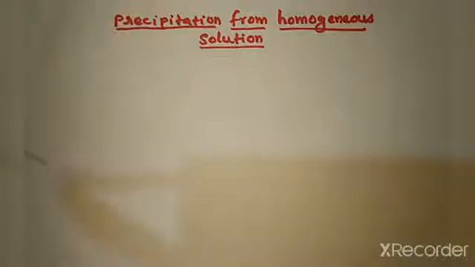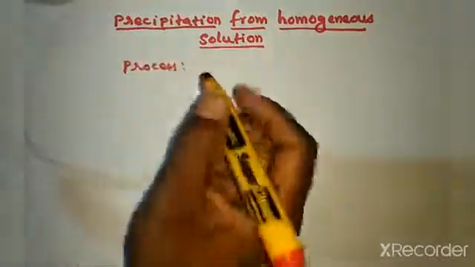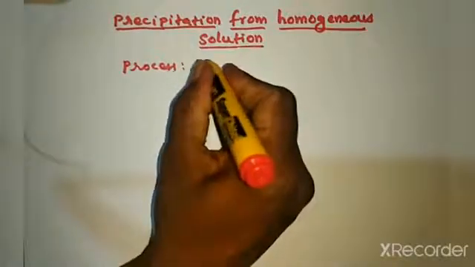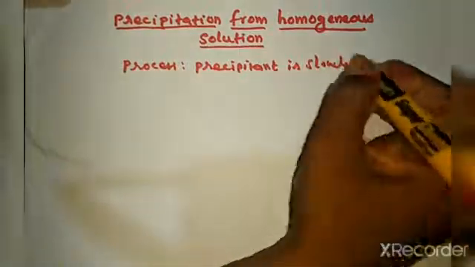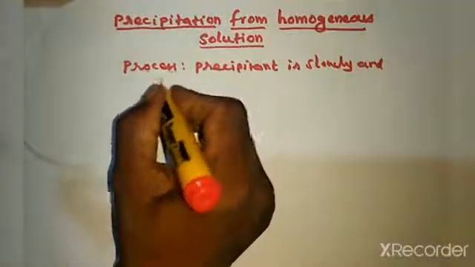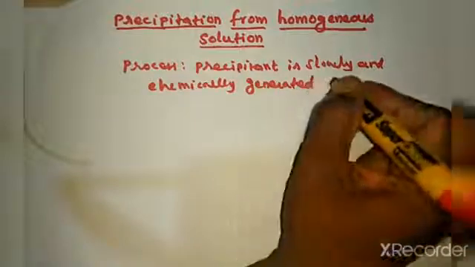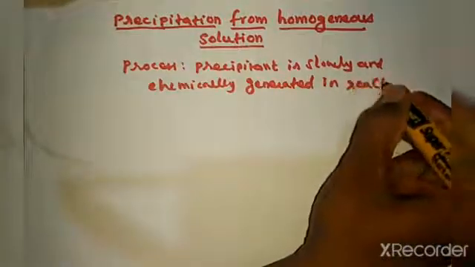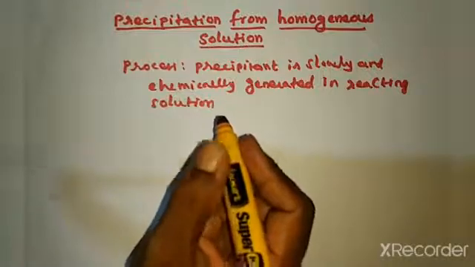What is precipitation from homogeneous solution? It is defined as a process in which the precipitant is slowly and chemically generated in the reacting solution itself. So which means it is a process in which the precipitant is slowly and chemically generated in reacting solution. So this is called precipitation from homogeneous solution.